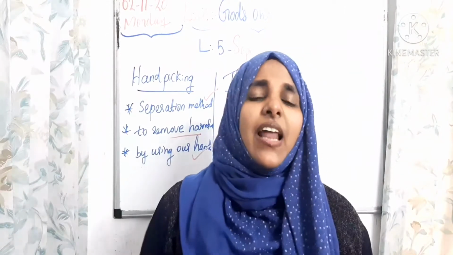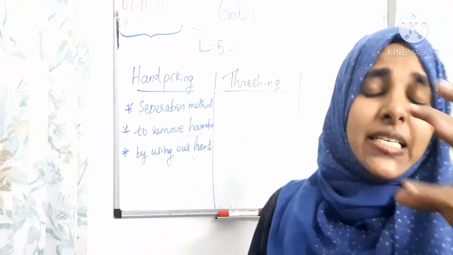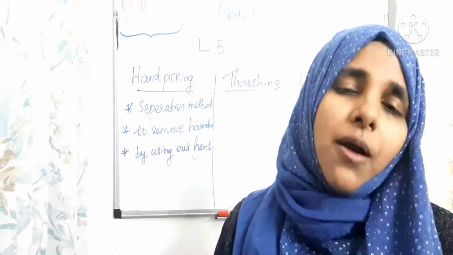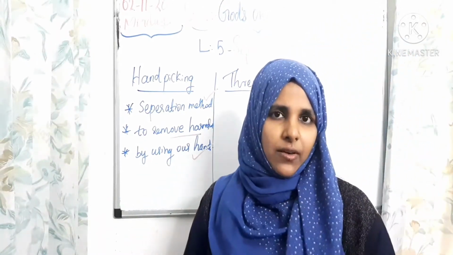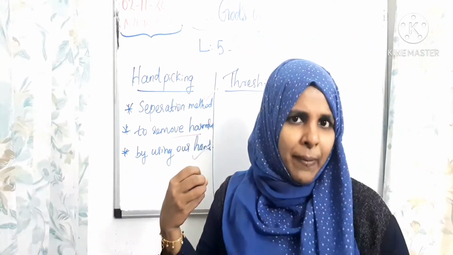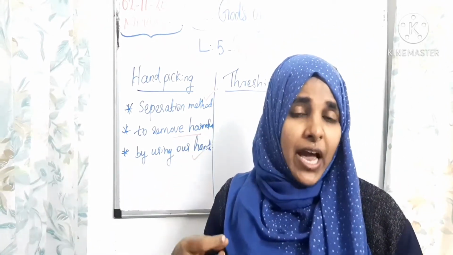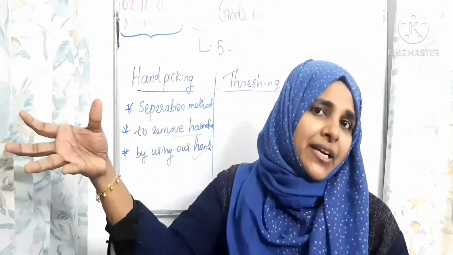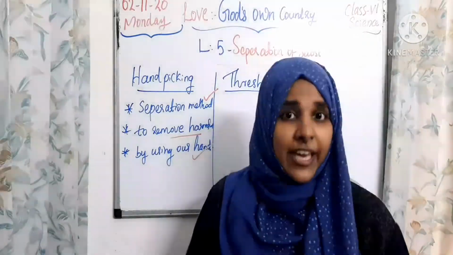Dear children, in our last class, I told you that grains are separated from the stalk of a plant, right? But how is it happening, children? Can we easily separate the grains from the stalk of a plant? No, right? We have to beat that stalk. Then only will the grains be separated. But how is it happening? We can check.